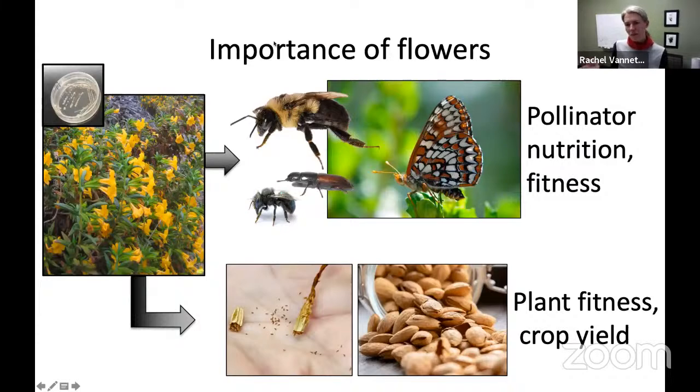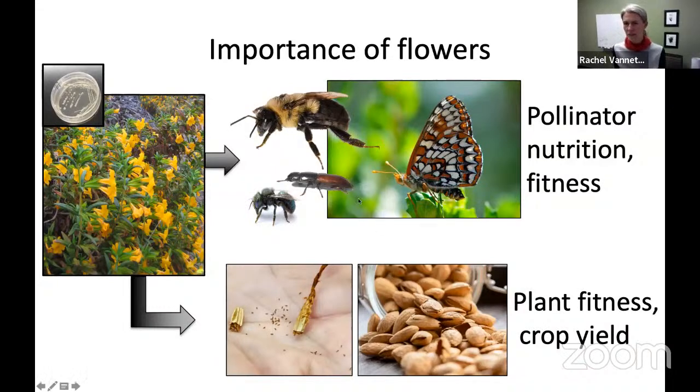So today I'm going to look at the role of microbial communities and how they might influence species interactions, but we're really going to focus in on flowers. I think that flowers are a really important system to work in for a number of reasons. First of all, obviously they facilitate plant sexual reproduction through attracting pollinators and facilitating pollination, and then ultimately producing seeds and crops that we all rely on for food.